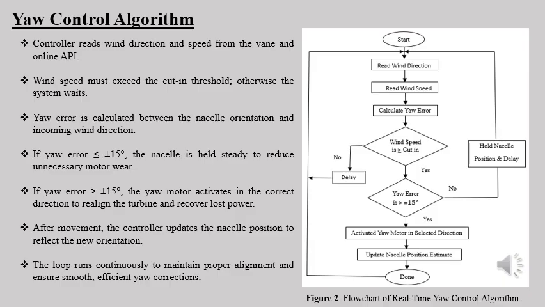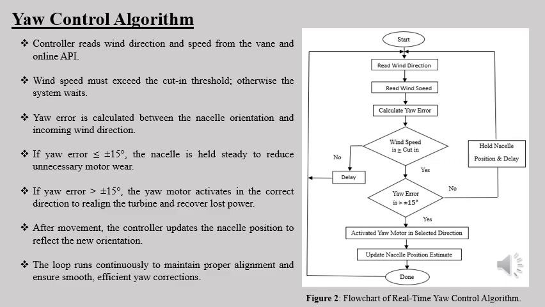This slide presents the yaw control algorithm and outlines how alignment decisions are made. The controller begins by reading wind direction and wind speed from both the wind vane and the online API. It then checks whether the wind speed is above the cut-in threshold. If the wind is too low, the system simply waits without performing any movement.